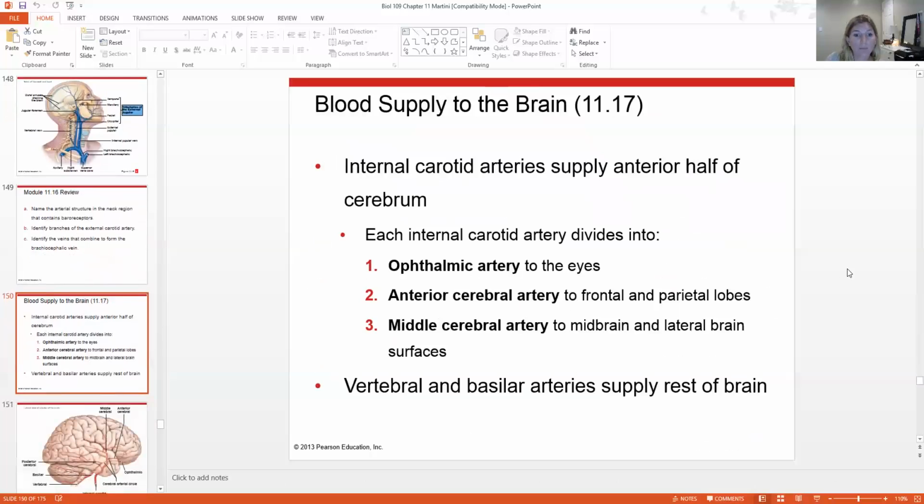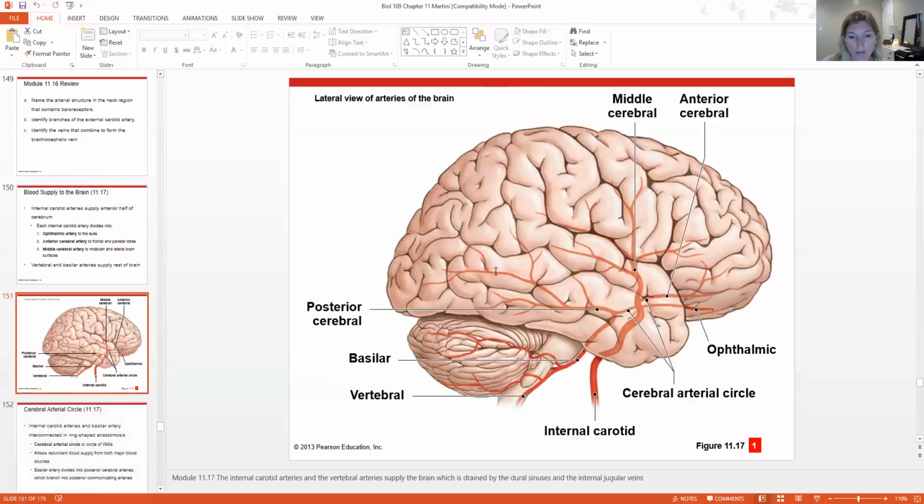Let's talk about some blood supply to the brain. I'm not going to get into all of these because, again, they're just named after where they are. Anterior cerebral, middle cerebral, ophthalmic. That's maybe one that isn't very commonly known. It's just the artery going to the eyes.